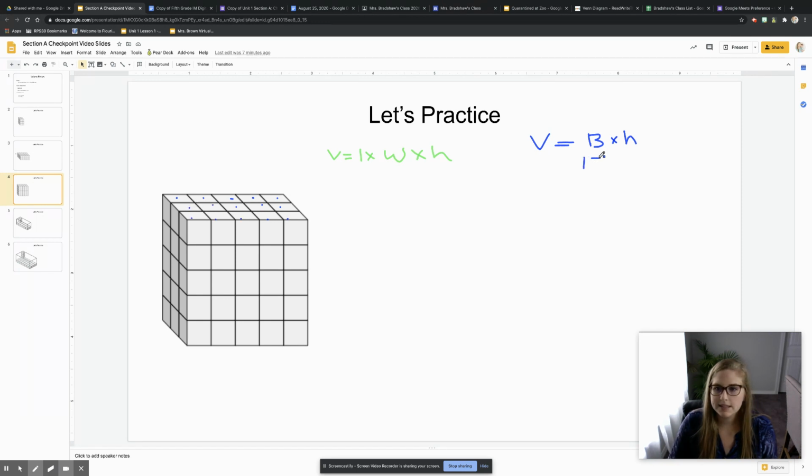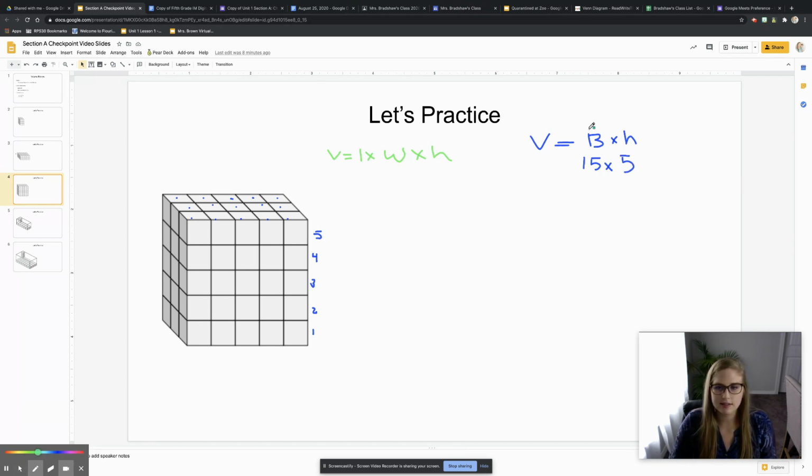My base, that bottom layer that I would lay inside that box, would hold 15 cubic units times height, which is how many layers or how many cubes high. So 1, 2, 3, 4, 5. So I have 15 times 5.